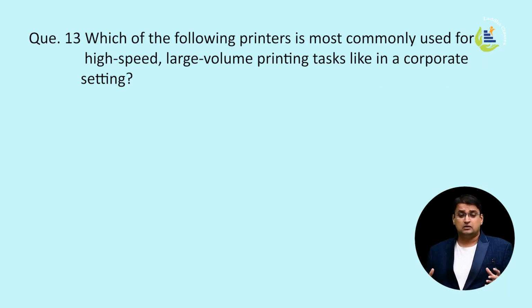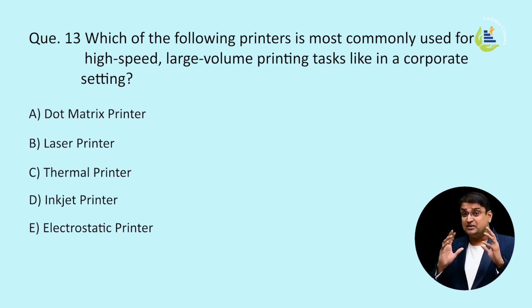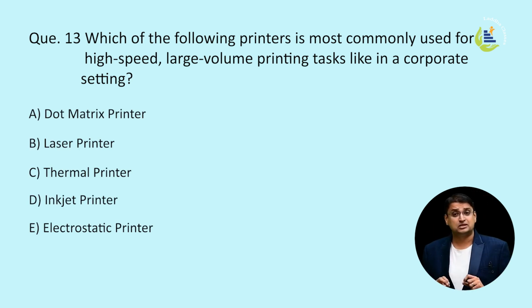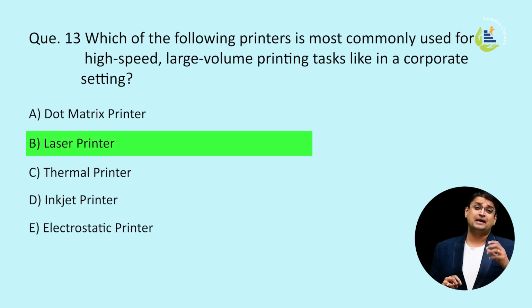Question 13. Which of the following printers is most commonly used for high-speed, large volume printing tasks like in a corporate setting? Options are dot matrix printer, laser printer, thermal printer, inkjet printer, electrostatic printer. Correct answer option is B, laser printer.